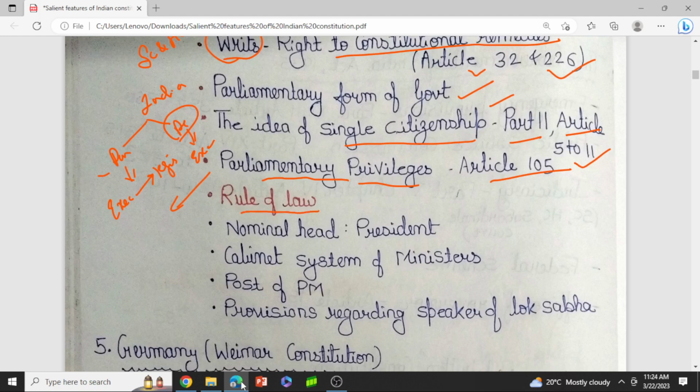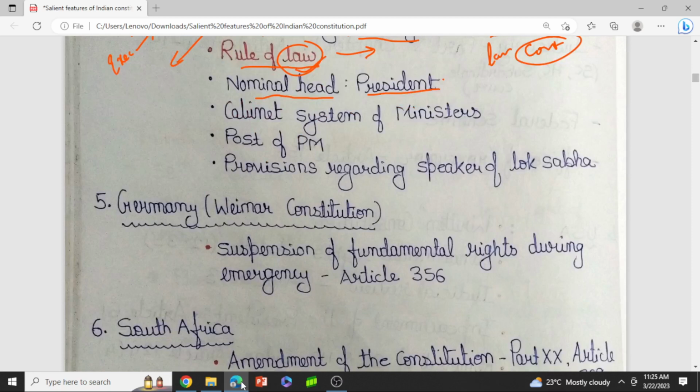Rule of law. So now what is this rule of law? It means that constitution or country would be followed according to rule of law. So this means anything which happens in country, the first thing that would be checked is law, whether the law exists or not, if there is any legislation or not, and accordingly the decision would be taken. Then we have nominal head. President is the nominal head of the country. This is again taken up from British. Cabinet system of ministers, post of prime minister, provisions regarding the speaker of Lok Sabha, taken up from your UK.